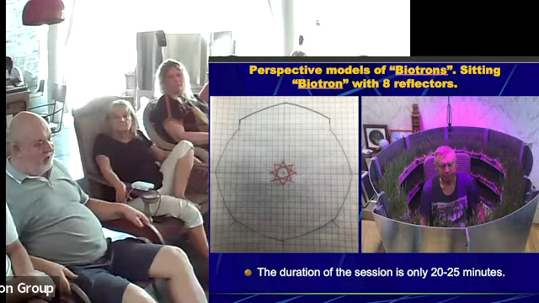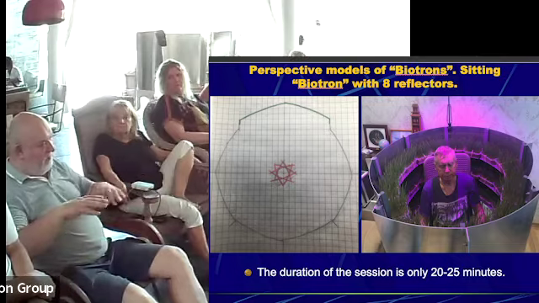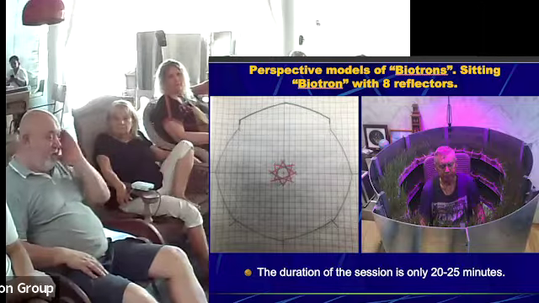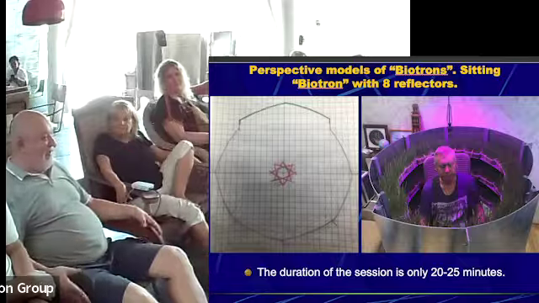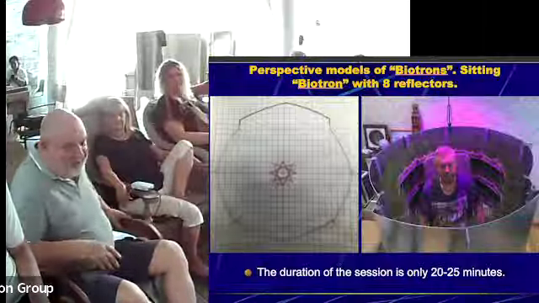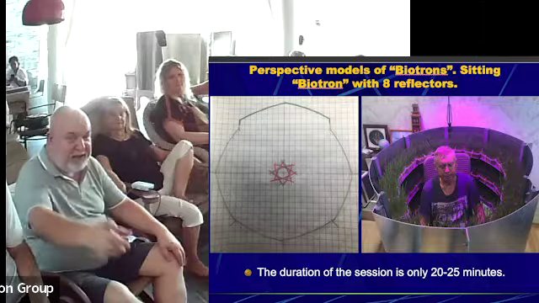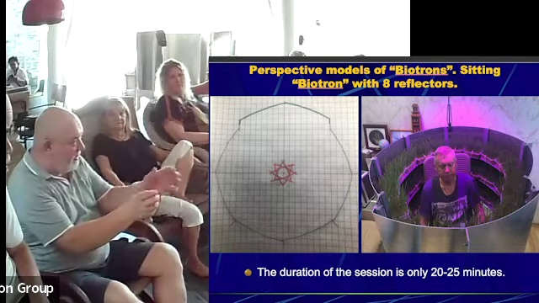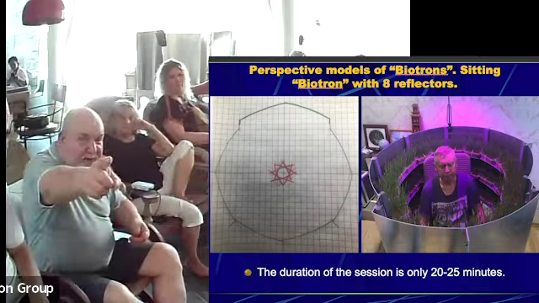Of course, there is some disadvantage because usually in a Biotron you are lying, and most people sleep. And here sleep is difficult. Somebody sleeps, but like this, you know, it's not very convenient. But anyway, it is good. And here you can see this focal zone consists of 8 parts because there are 8 reflectors, and 2 of them up.